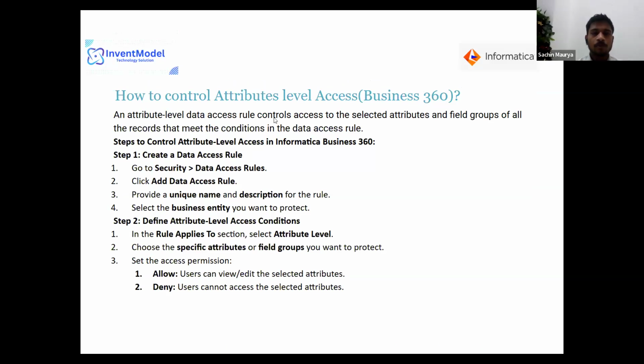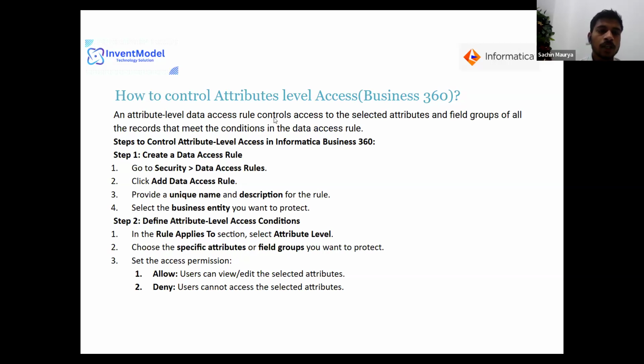So, how to control attribute level access? Before controlling, we have to define attribute level access. I would like to first define what attribute level access is. We want to access the data, so we define some rules on that, and for accessing that data, we can apply some rules on the basis of some attributes. That's why it's called attribute level access. And in the Business 360 console, we define all the rules for how we can access the data.